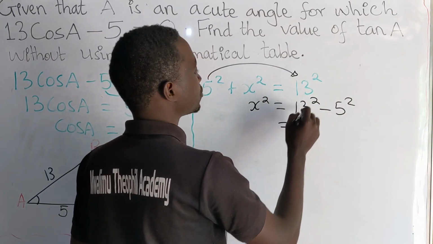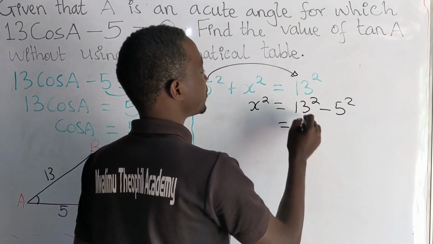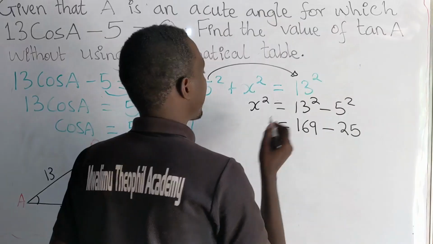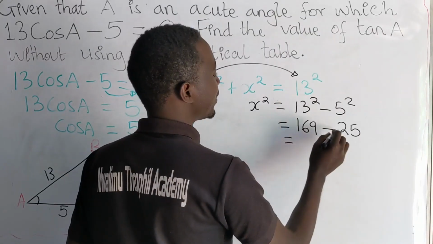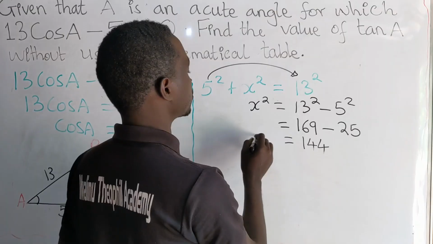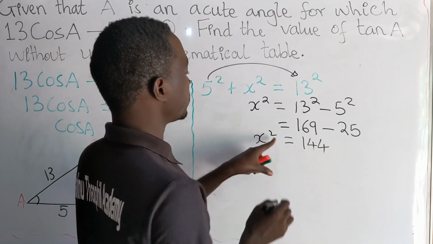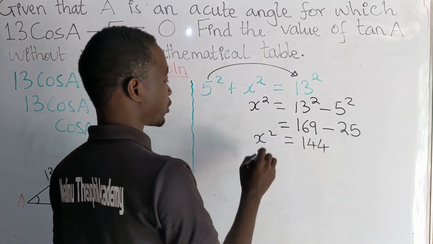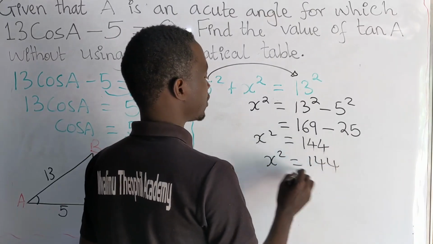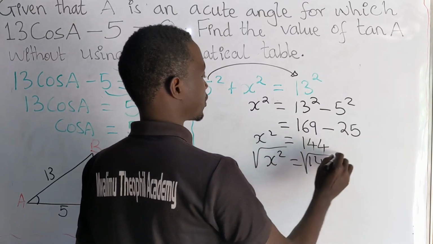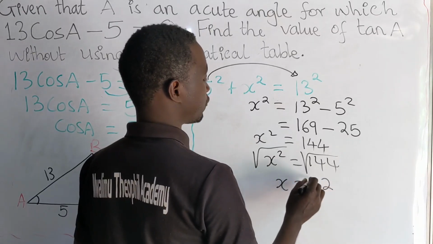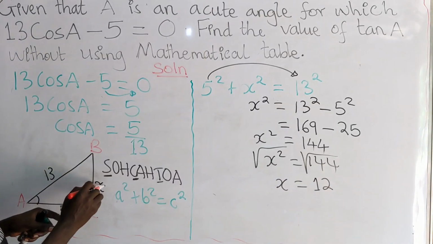This will be equal to 169, meaning 13 square, minus 25 from 5 square. When we take 169 minus 25, we get 144. But this is equal to x square. So, to omit this square, we apply the square root, where it will be x is equal to square root of 144. Now, our x will be equal to 12. So, here x is equal to 12.